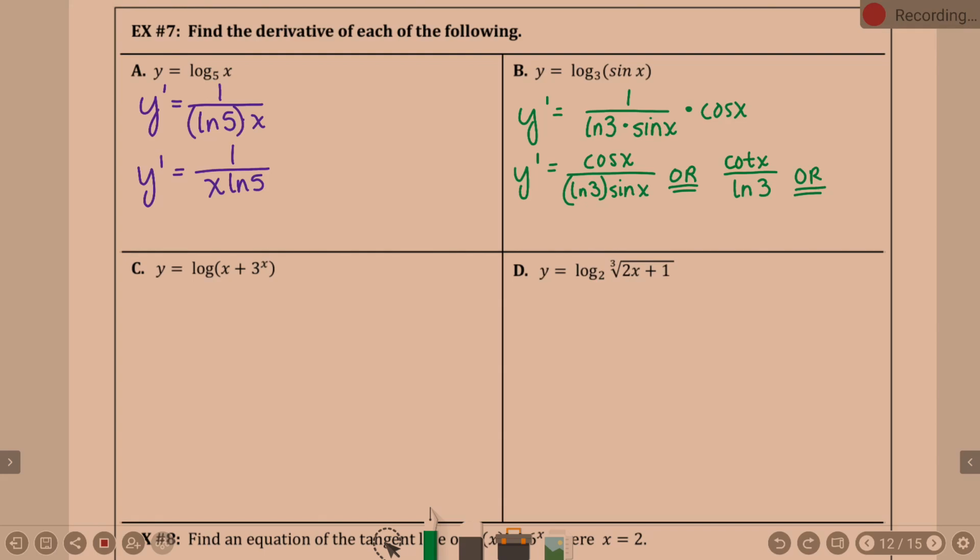Sine x, I don't know, magically goes to the numerator. Sine x is on the bottom, but the cosine's on the top. I know. If you want to think about it, natural log of 3 is on the bottom, right? So it's 1 over natural log of 3 times cosine over sine, which is cotangent x. And if it's cotangent x, it has to go to the top.